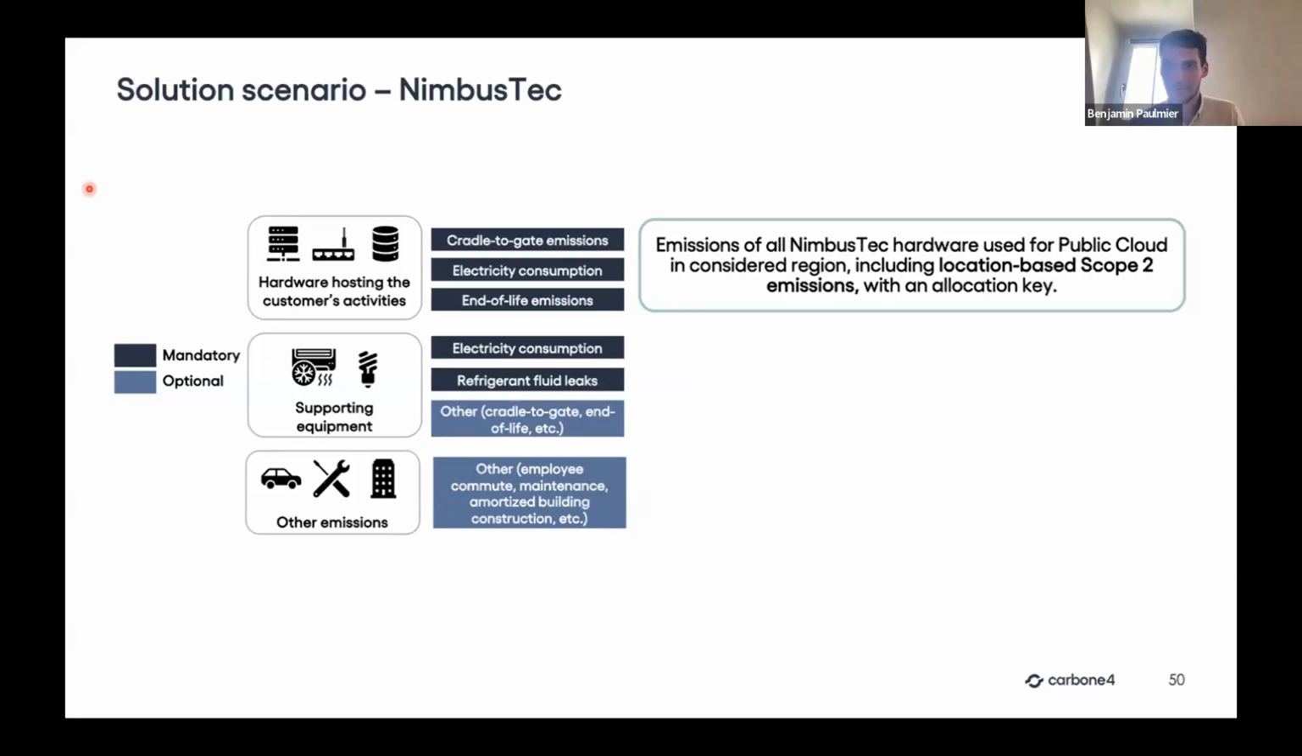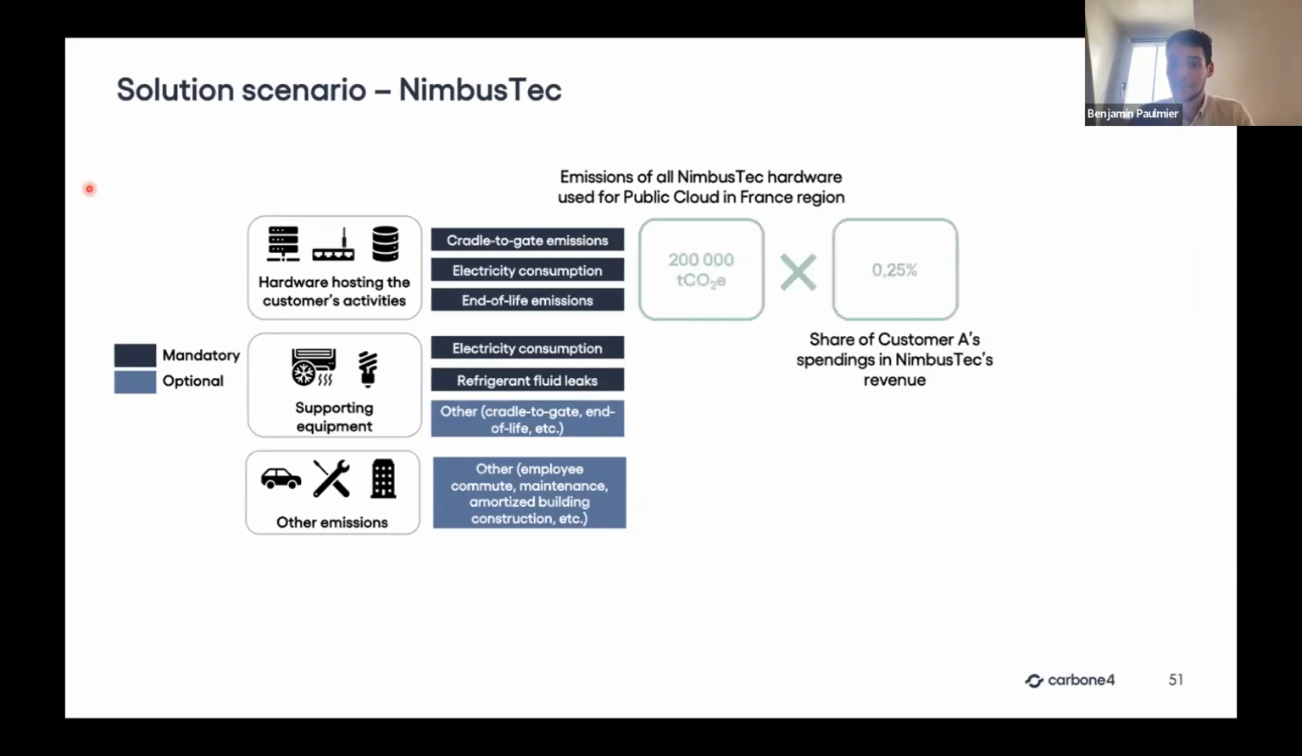And also very important, using location-based electricity emissions. And using an allocation key, they can give some of these emissions to customer A. The allocation key must be transparent and has to be communicated, but it can be, for example, revenue. So let's say Nimbus Tech's hardware hosting public cloud services in France emits 200,000 tons of CO2 during the chosen year, and 0.25% of their revenue comes from customer A. This equates to 500 tons of CO2 for customer A.